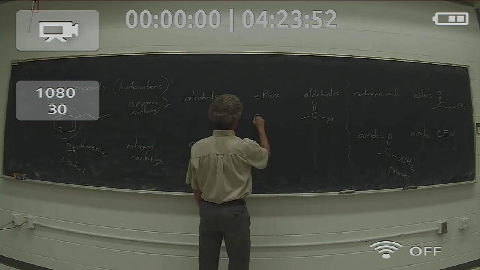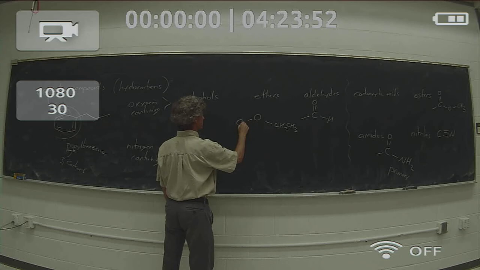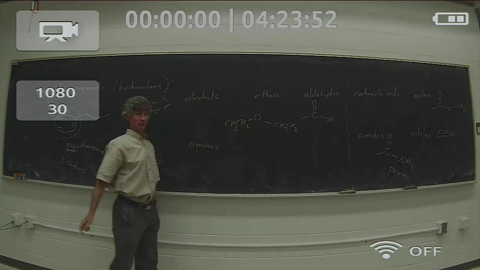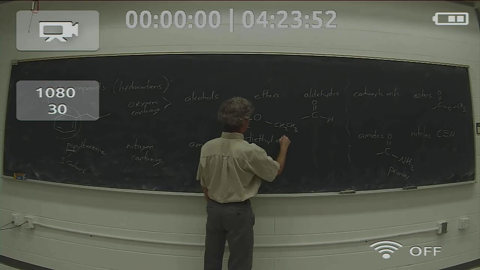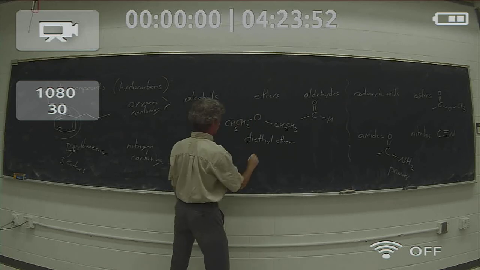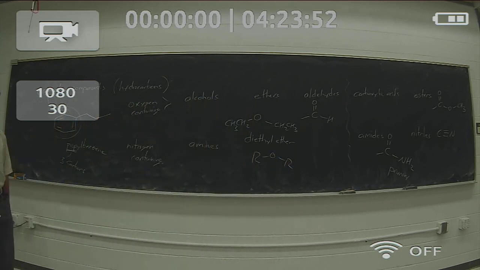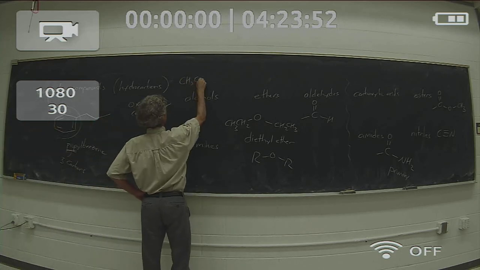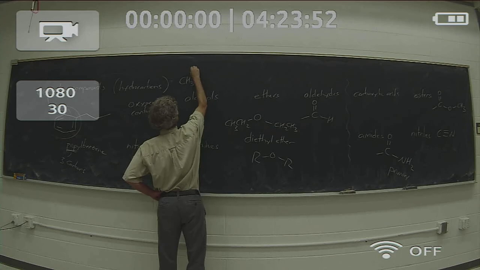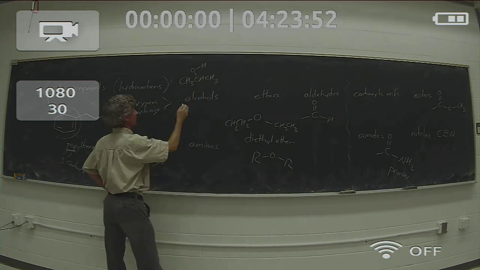An ether is an oxygen attached on both sides to carbon. This would be shorthanded as ROR, where it's understood that R is a carbon attached to some other combination of carbons and hydrogens. An alcohol is an OH group. For example, 2-propanol.